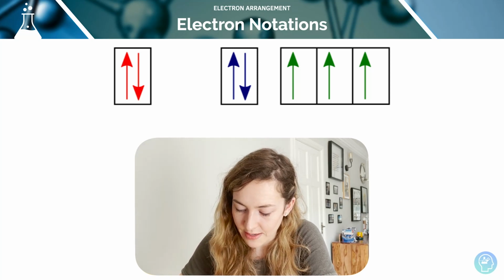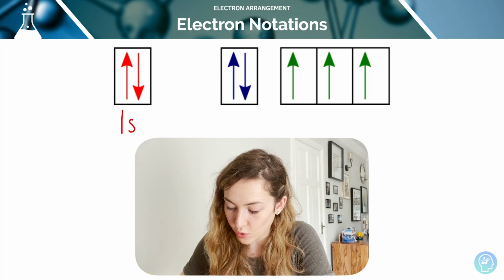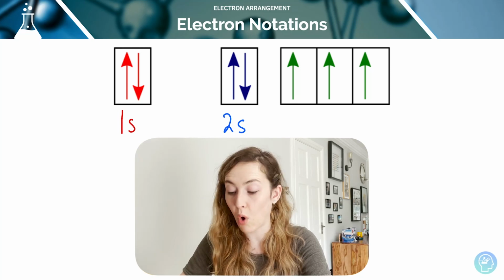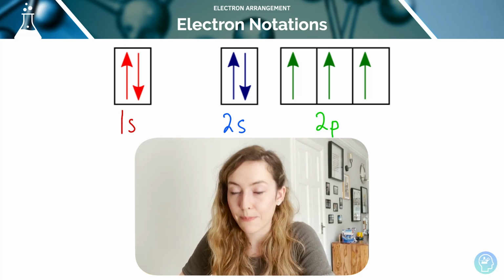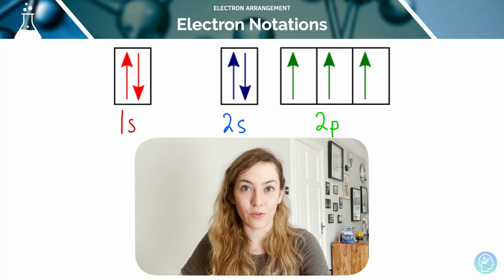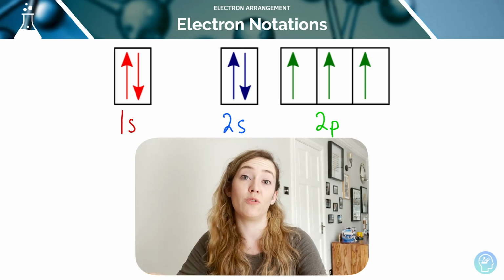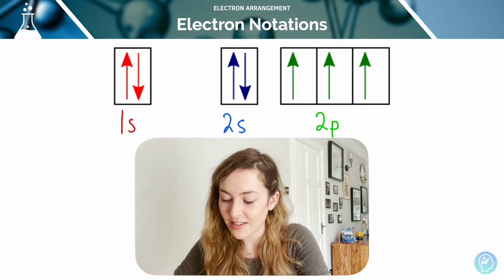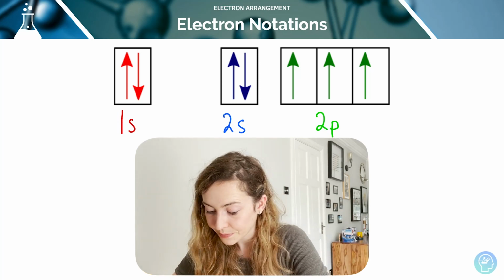So here I can see this is my 1s and it's full. And then I'm moving on to my 2s. And I know that my S only has 1 orbital. And then I'm moving on to my P's, so 2p. There are 6 electrons that I can fit in: 2 into px, 2 into py, and 2 into pz. But I've only got 3 electrons here, so my P level is not full at the moment.